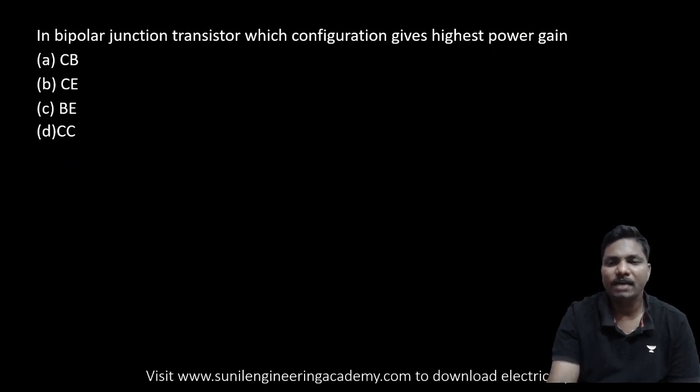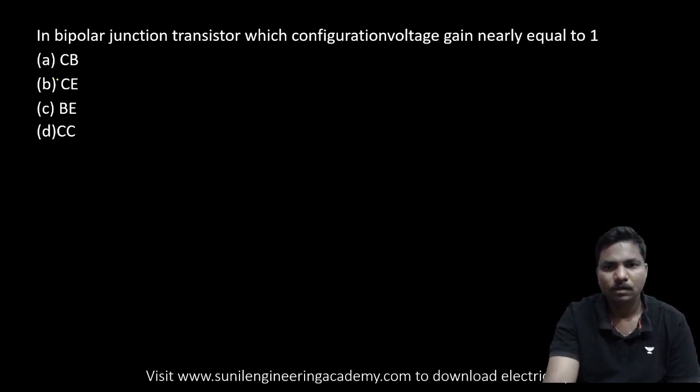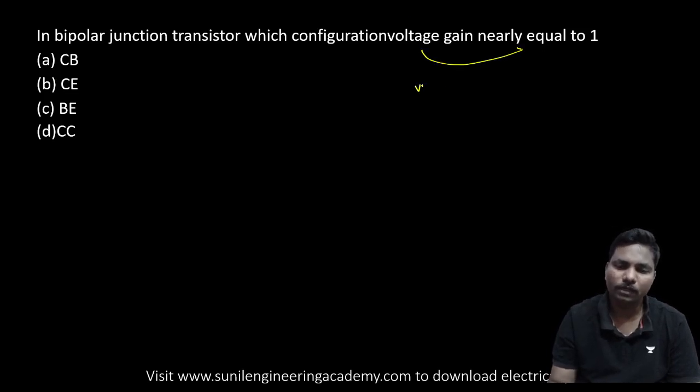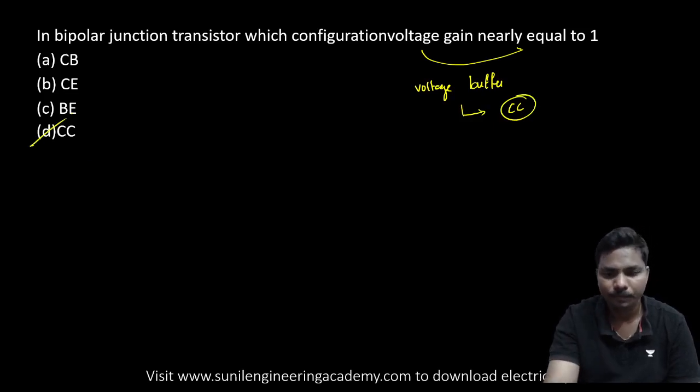Which configuration having highest power gain? Highest power gain, common emitter. Voltage gain nearly equal to what? That is voltage buffer. Current highest, voltage is low. That is common collector. So common collector in the sense, answer is option D.